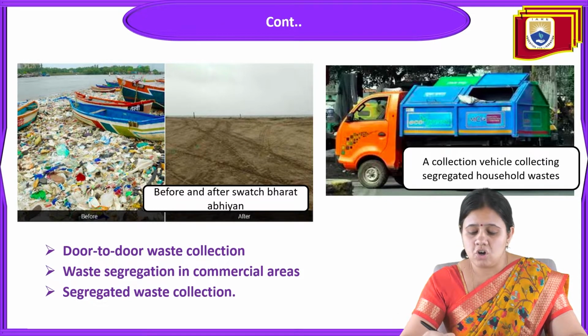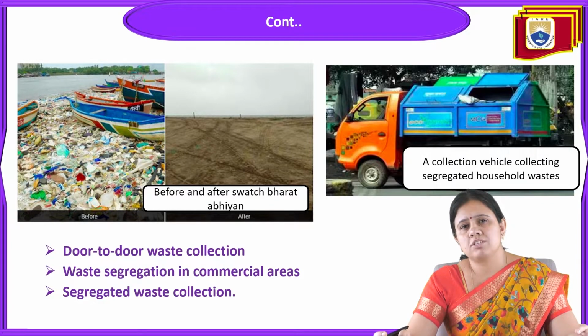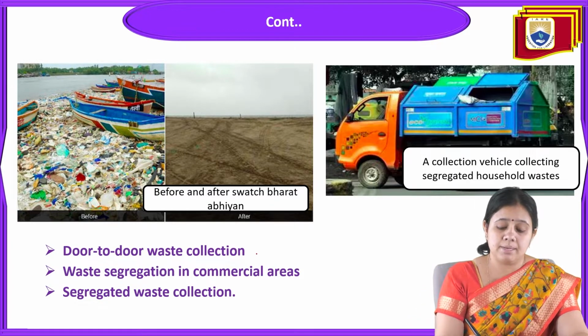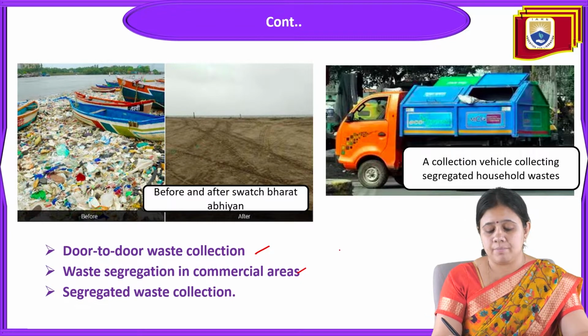And this is a picture of a collection vehicle that is collecting segregated house waste. In the blue bins, they are collecting wet waste, and in the green bins they are collecting the dry waste also. So after this Swachh Bharat Abhiyan, these things have been implemented. First is the door-to-door collection method in a separate manner, and waste segregation in commercial areas also.